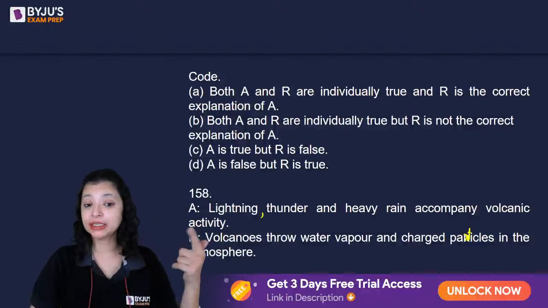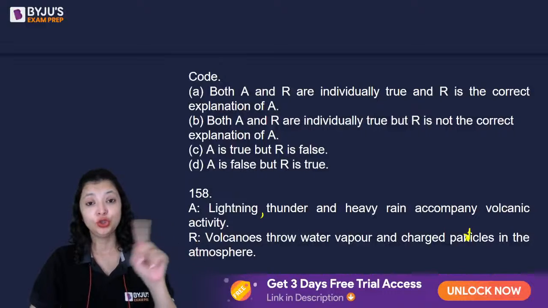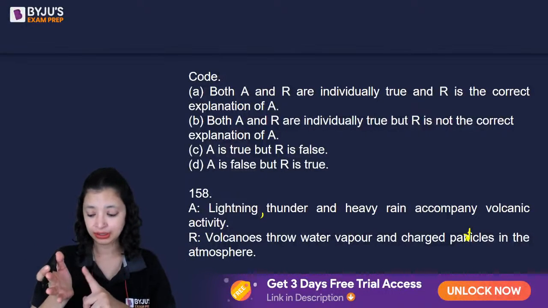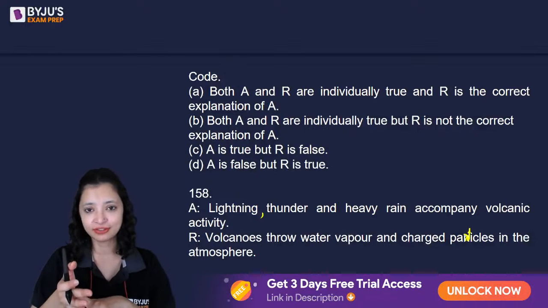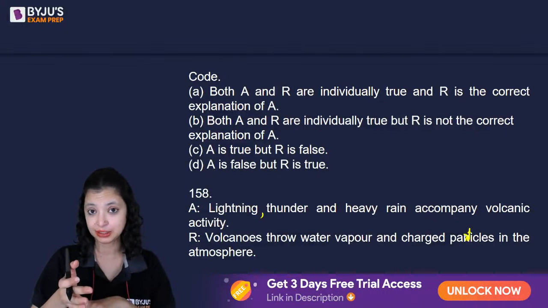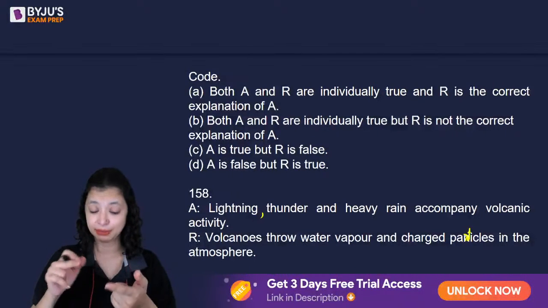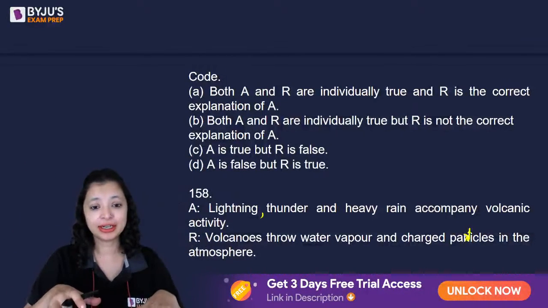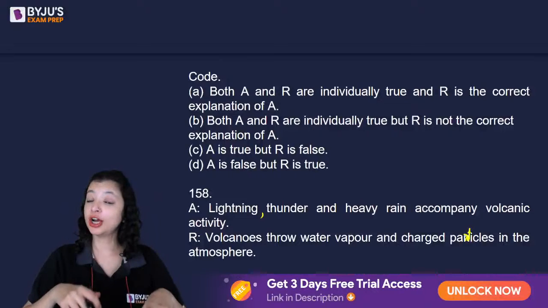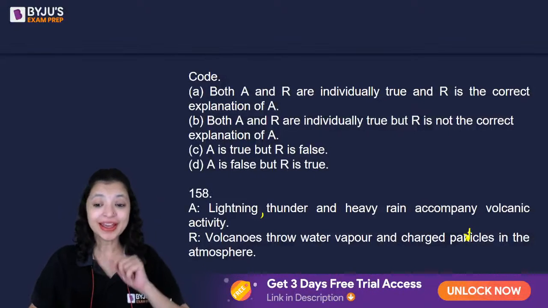Because of the charged particles and vapor, you in return get thunder, lightning, and heavy rain. The charged particles and the vapor initiate all of that. Lava comes out for sure, along with vapor and charged particles. But because the vapor and charged particles go up in the air, it is they, not the lava, that create lightning, thunder, and heavy rain. So A is the correct answer.